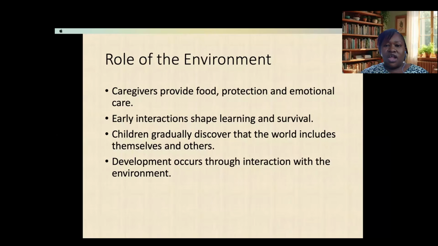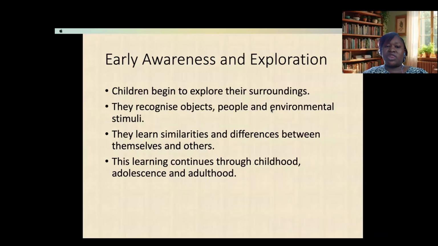Children begin to explore their surroundings quite early. If you look at babies, by the time they are about 3, 4 months, they recognize objects, people, and environmental stimuli. For objects, if you hold something, even your own finger, you see a baby trying to grab it, trying to hold you. That is just them getting aware of the environment.